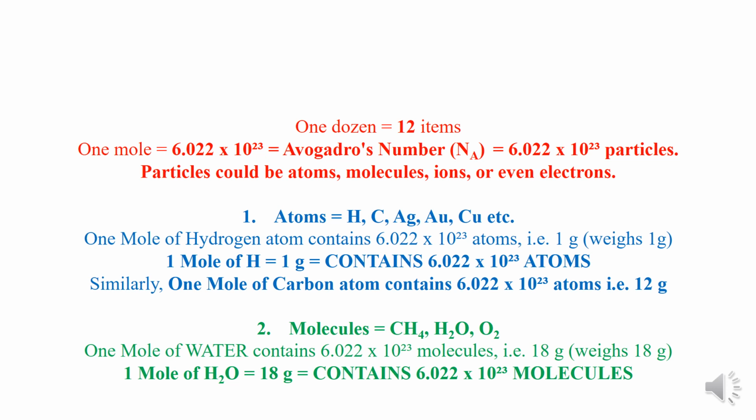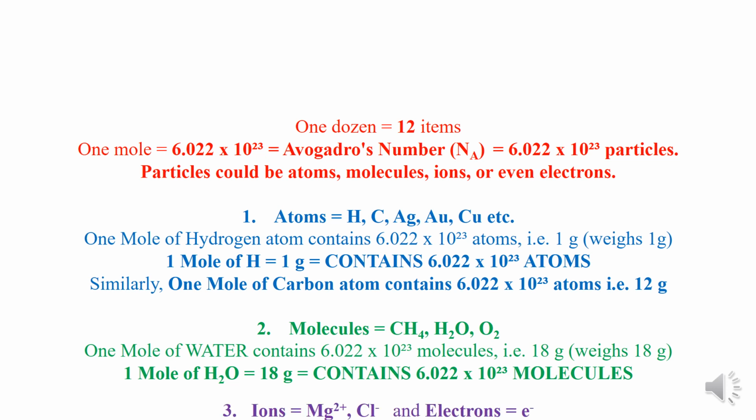The molecular formula of water is H2O. So a water molecule contains 2 hydrogen atoms and 1 oxygen atom. In a water molecule, the oxygen atom is covalently bonded to 2 hydrogen atoms. The atomic weight of hydrogen is 1. The atomic weight of oxygen is 16. 16 plus 2 equals 18. So 1 mole of water contains Avogadro number of molecules, and 1 mole is equal to 18 grams.